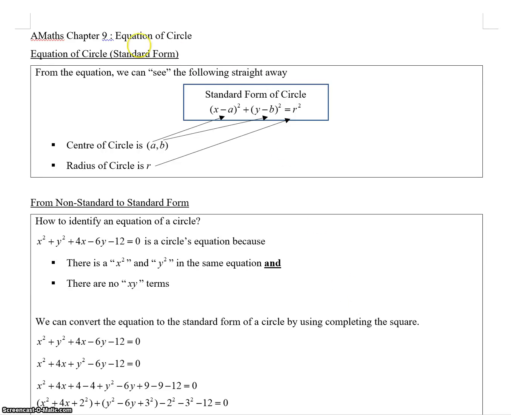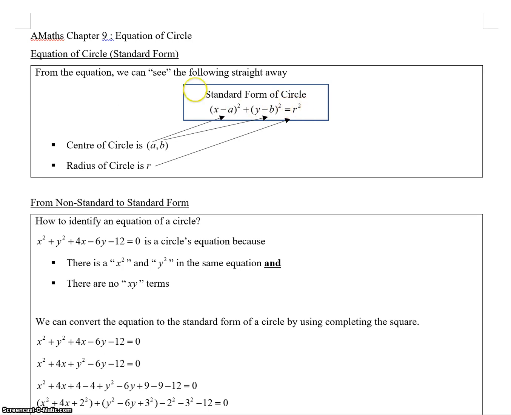Today we're going to be talking about chapter 9, equation of circle. Okay, so let's start from the standard form of a circle. This is what we call the standard form, and you can see that it's (x minus a number) squared plus (y minus a number) squared equal to r squared.